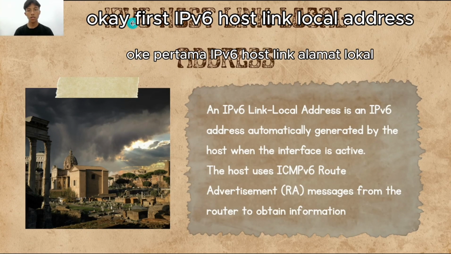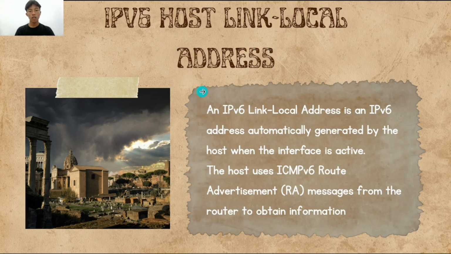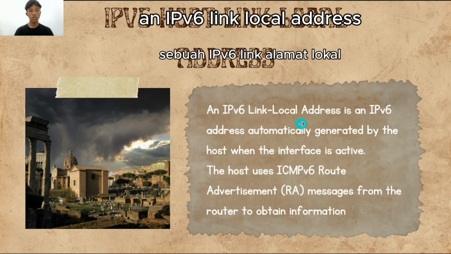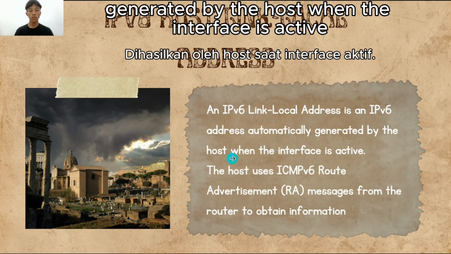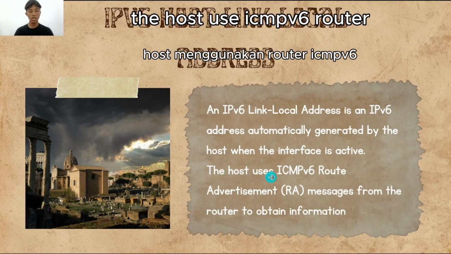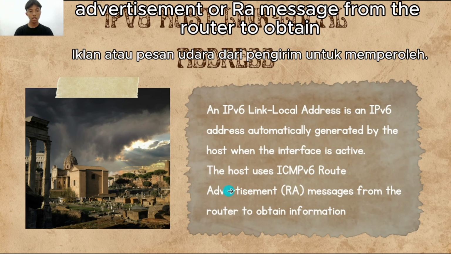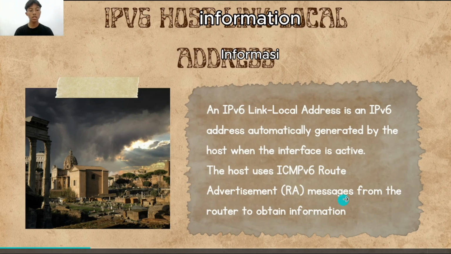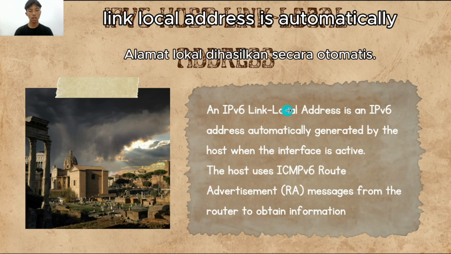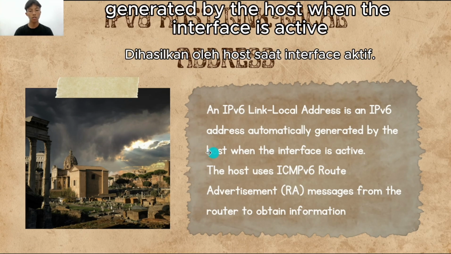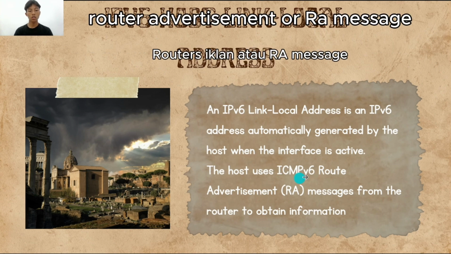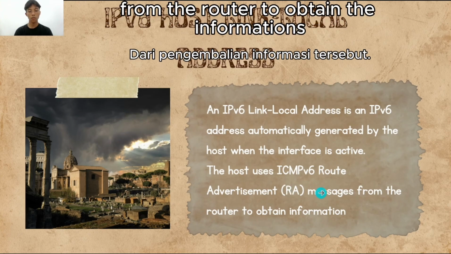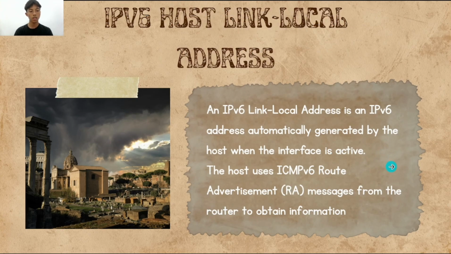Okay, first, the IPv6 host link local address. An IPv6 link local address is an IPv6 address automatically generated by the host when the interface is active. The host uses ICMPv6 Router Advertisement, or RA, messages from the router to obtain information.